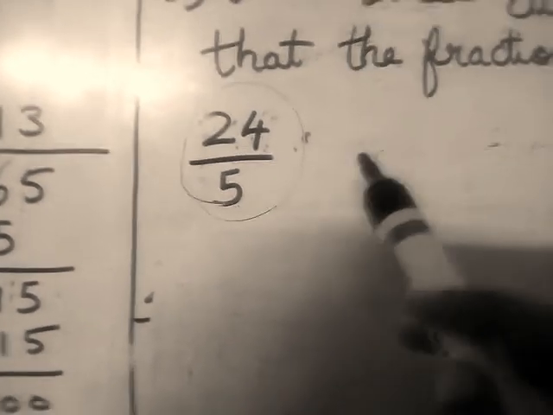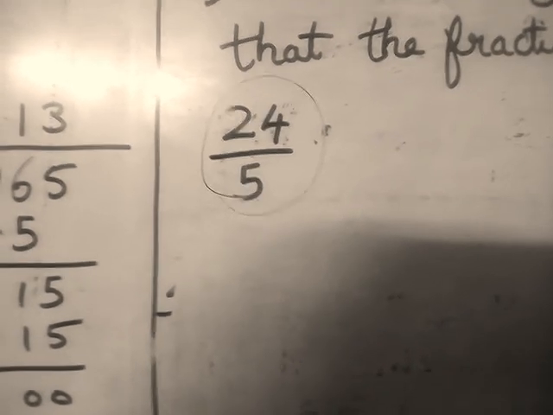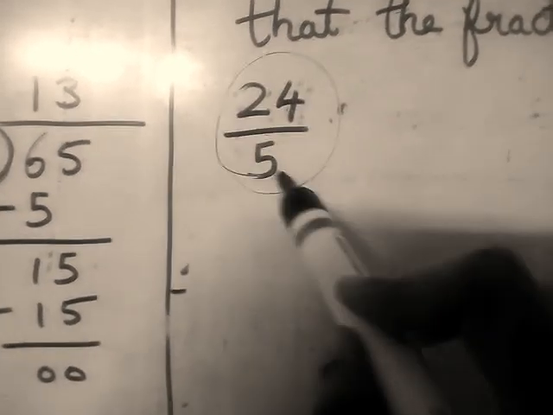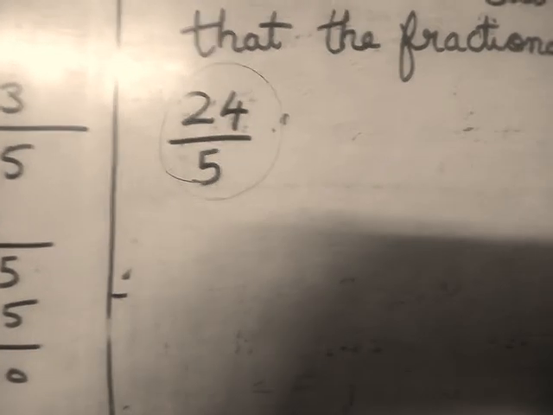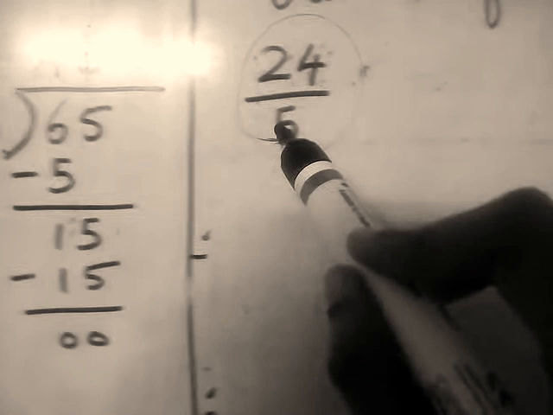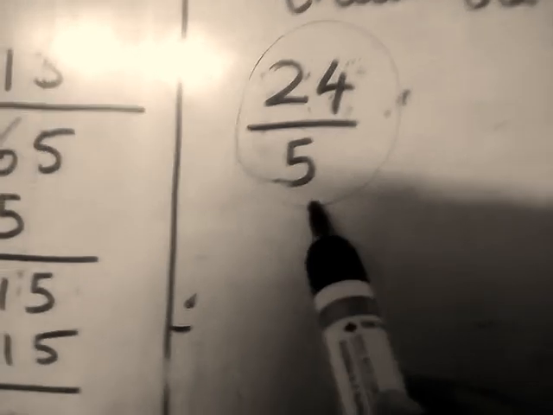If you don't know, if you are writing any 3 pairs of fractional form, your answer should be 24 upon 5. Any 3 pairs of divisions of integers when you are writing, your answer should be what? 24 upon 5. So first you have to write the 24 table, because the numerator is 24 and the denominator is 5. 24 table I have written here.